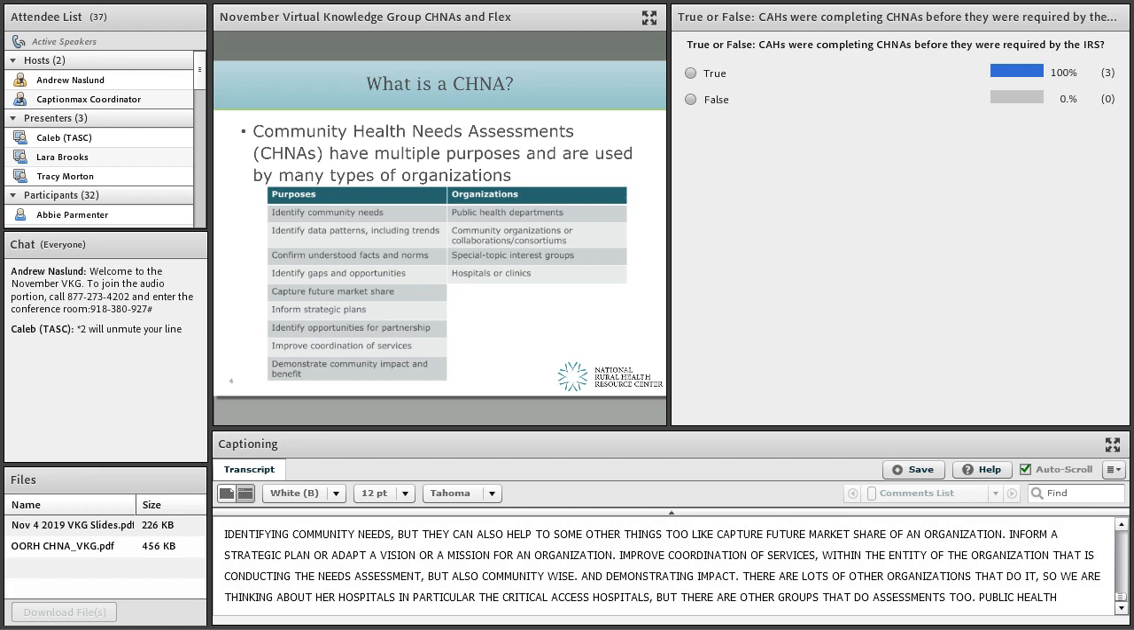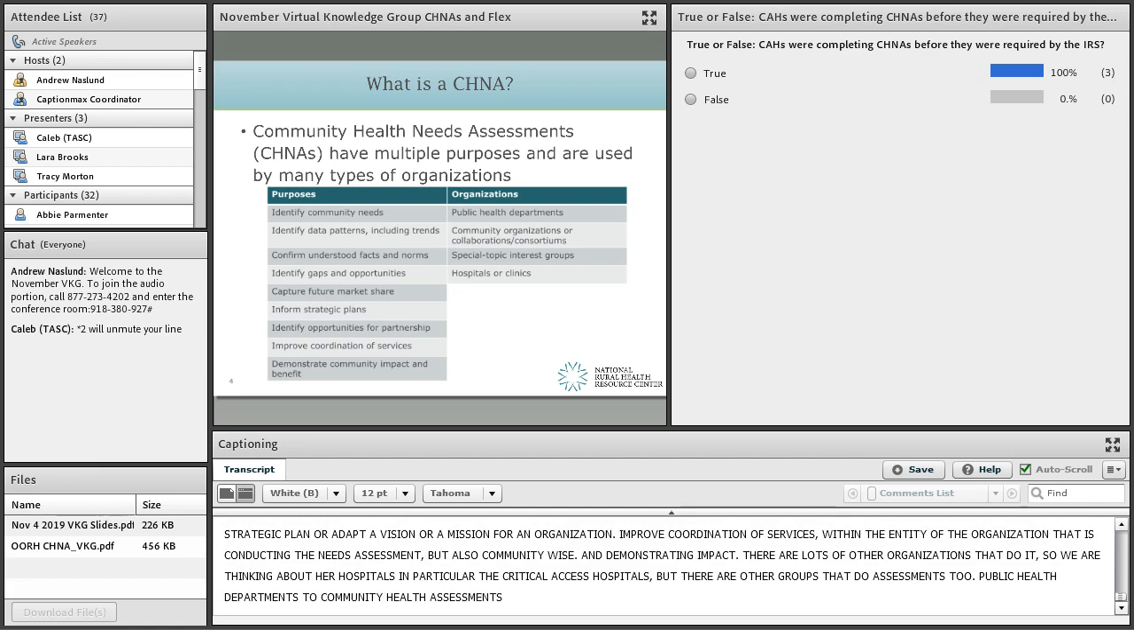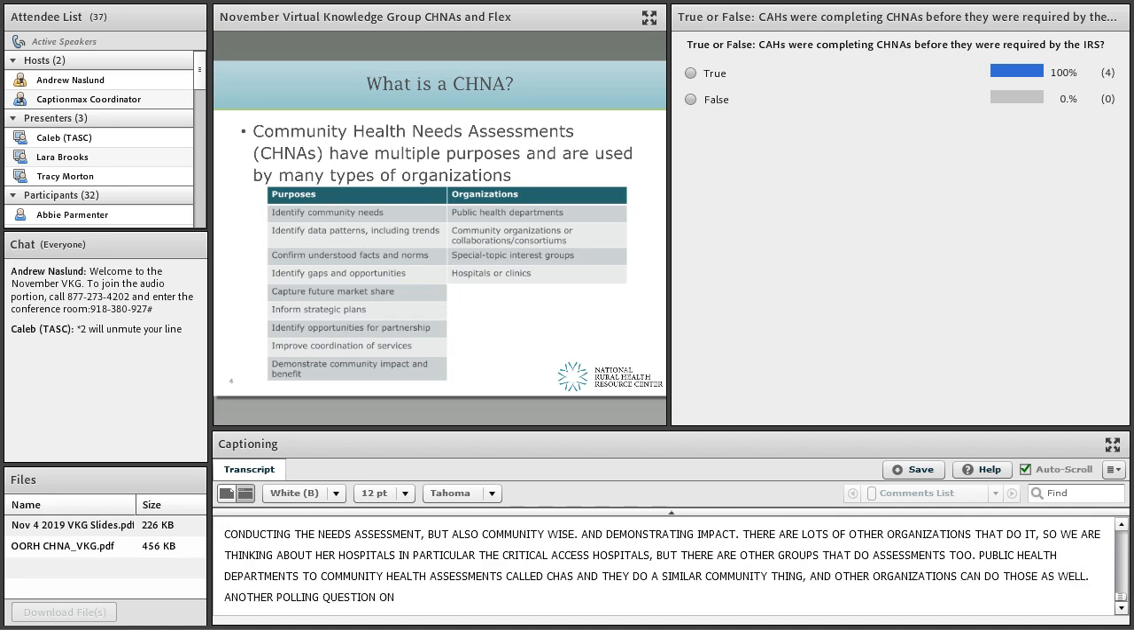But there are lots of different organizations that do it. So often in Flex, we're thinking about our hospitals, in particular our critical access hospitals, but there are other groups that do community health needs assessments too. Public health departments do community health assessments, sometimes called CHAs, which might be where you hear the term as well. They also do community health improvement plans, which are a similar type of thing, and other organizations can do them as well.